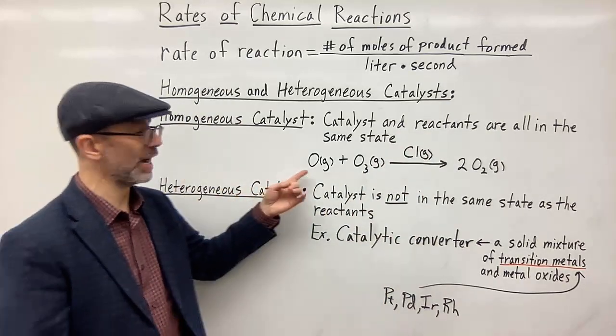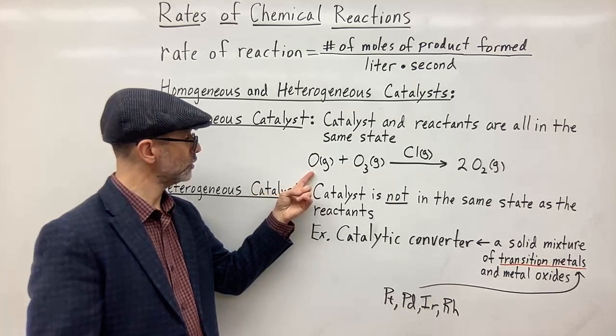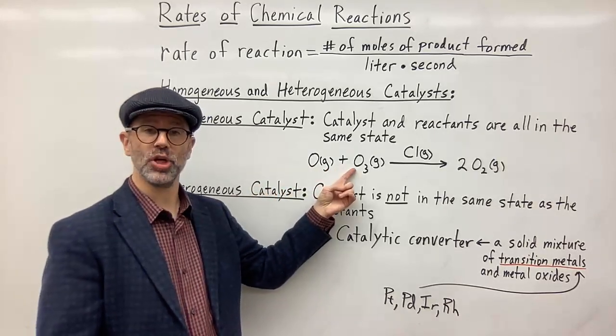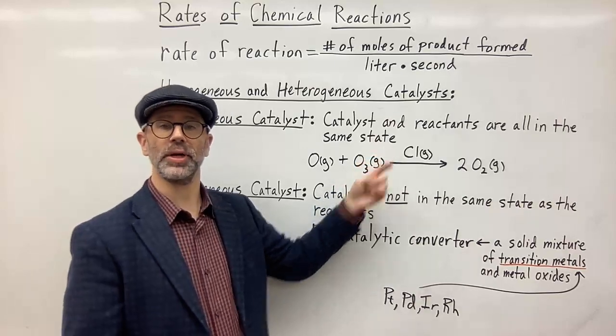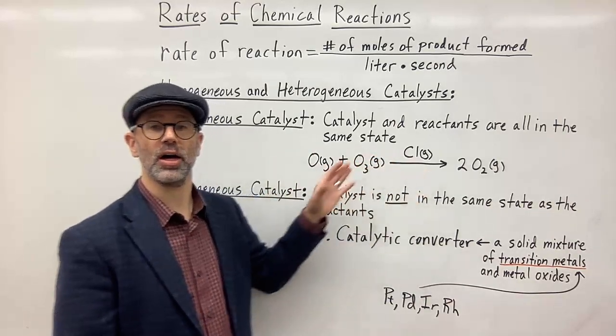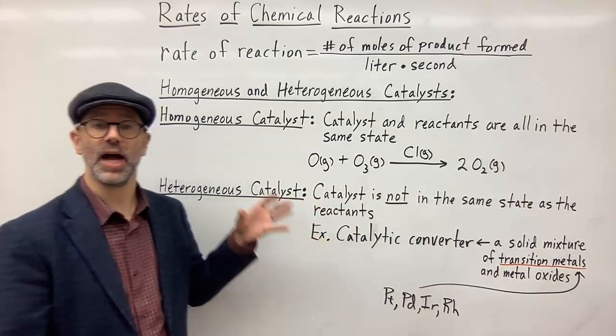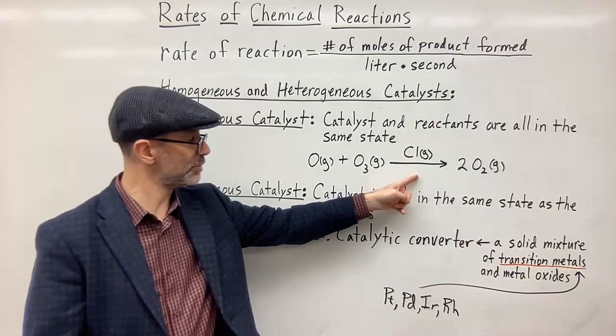So an example of that is the example we just went over. Here we have oxygen and the ozone in the gaseous state, and our catalyst chlorine is also in the gaseous state. So this is an example of homogeneous catalysis, where we're using a catalyst that is in the same state as the reactants.